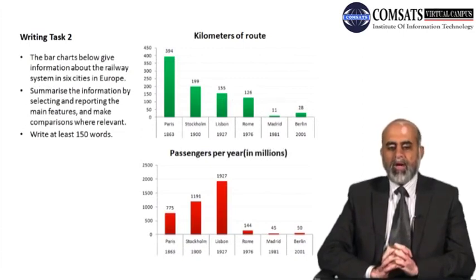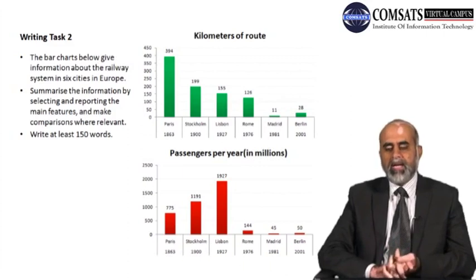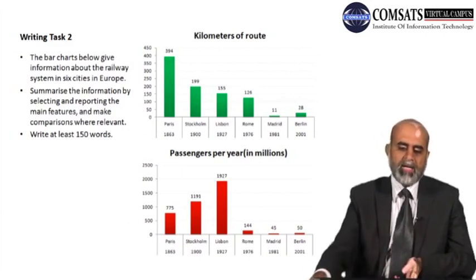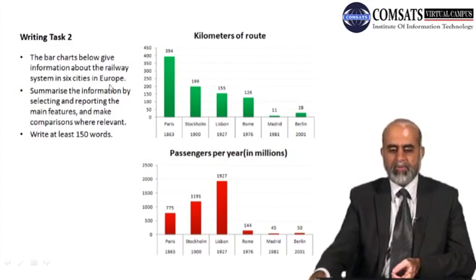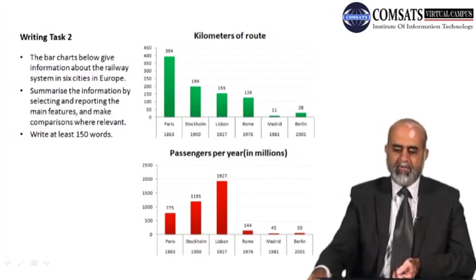Okay, now here you have writing task 2, and this time there is not a line graph. This time you have 2 bar graphs, and the bar charts below give information about the railway system in 6 cities in Europe. You are going to summarize the information by selecting and reporting the main features, and you are going to make comparisons where relevant.